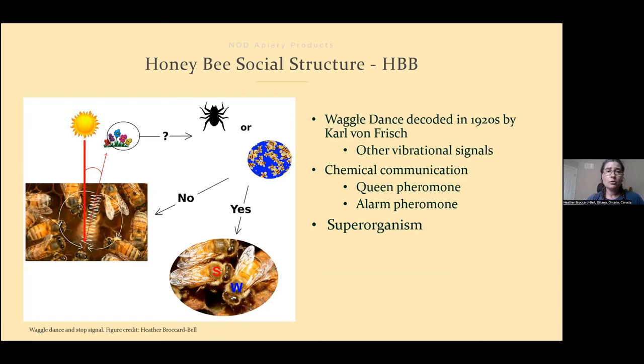And even though it's recorded as far back as Aristotle of people noticing that bees made these strange movements, nobody knew what they meant until Carl von Frisch came around and decoded these signals in the 1920s. So people had seen this behavior for thousands of years at least. Nobody figured it out till Carl von Frisch.